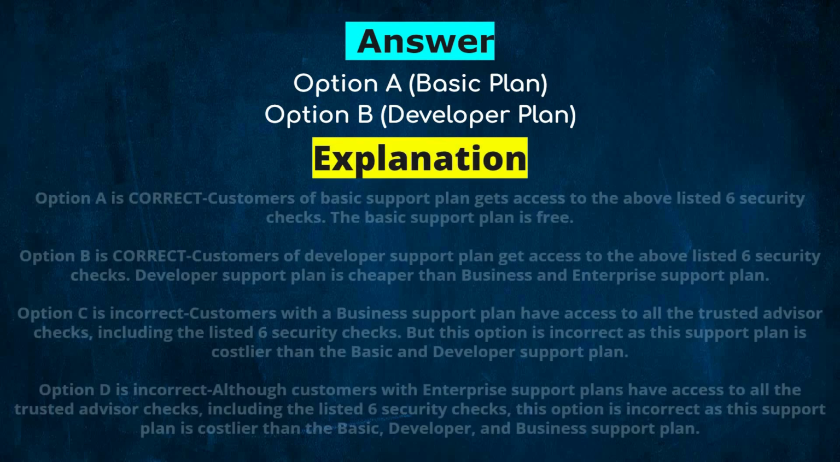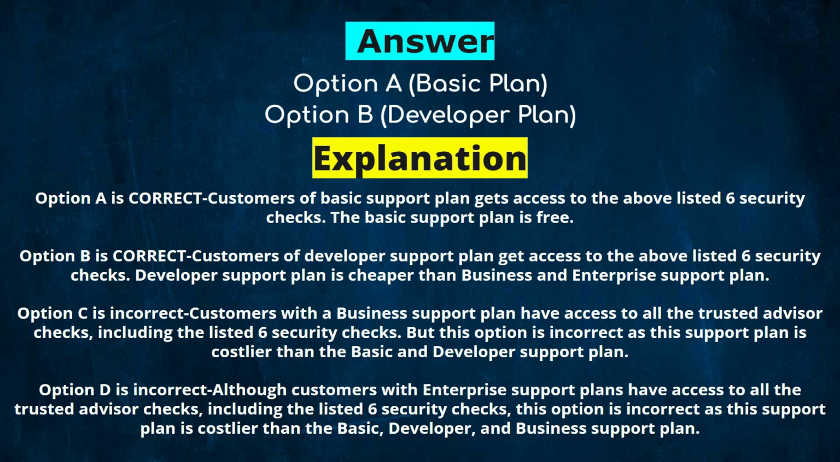Explanation. Option A is correct. Customers of basic support plan get access to the above listed 6 security checks. The basic support plan is free. Option B is correct. Customers of developer support plan get access to the above listed 6 security checks. Developer support plan is cheaper than business and enterprise support plan.